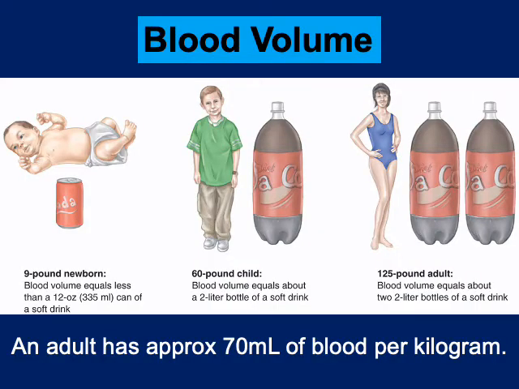So when it comes to blood volume, it is proportional to the mass of the patient. The bigger the patient, the more blood volume the body has. As you can see, an infant has 12, 13, 15 ounces of blood in their body. A young child might have a couple of liters. A fully grown female might have 4 liters. A fully grown male might have 5 or up to 6 liters. It really comes down to body mass.